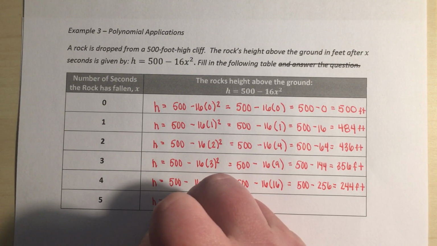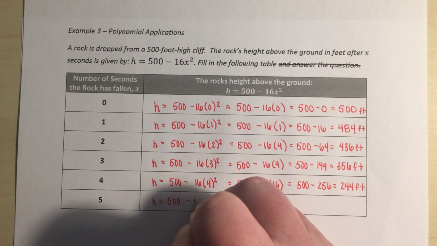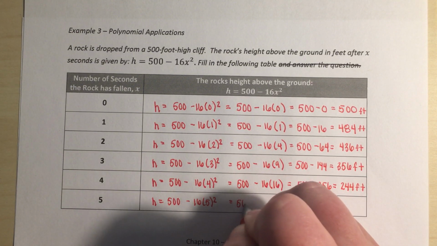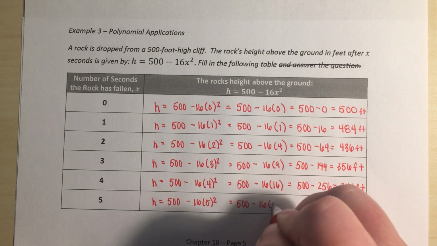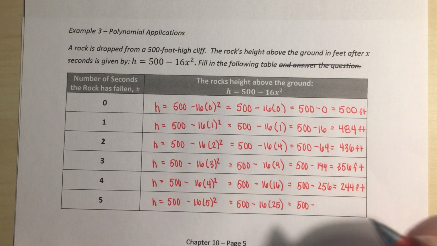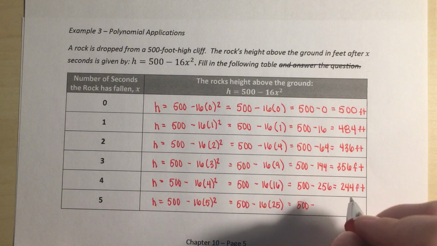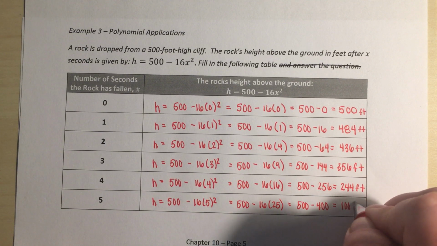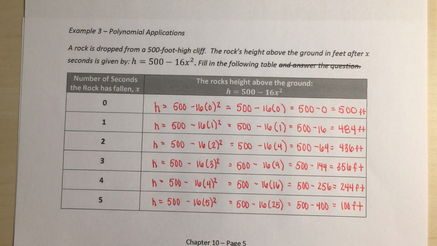Right, and last but not least, we're going to plug in 5. 5 squared is 25. 16 times 25 is 400. And we're left with an answer of 100 feet.